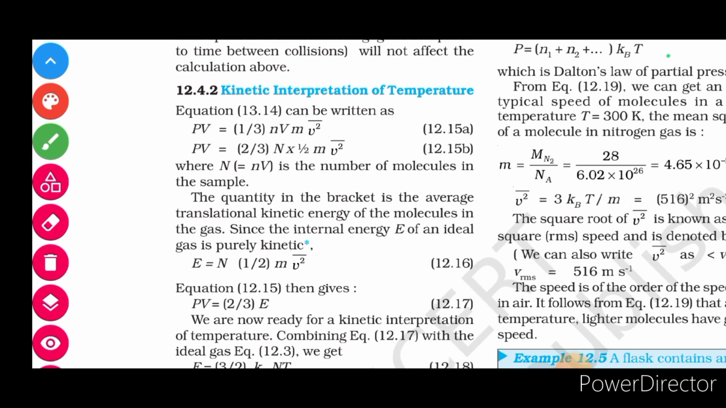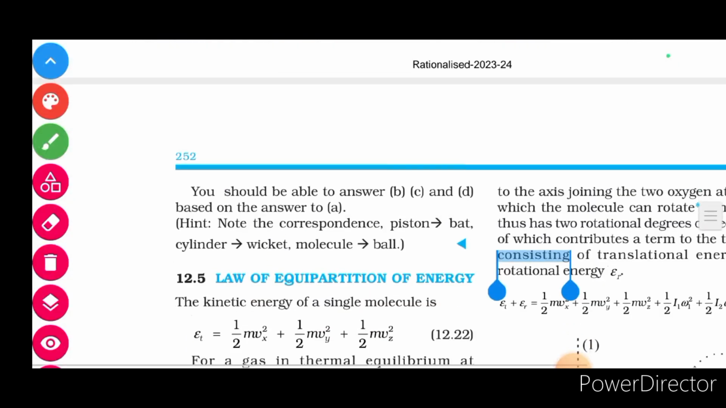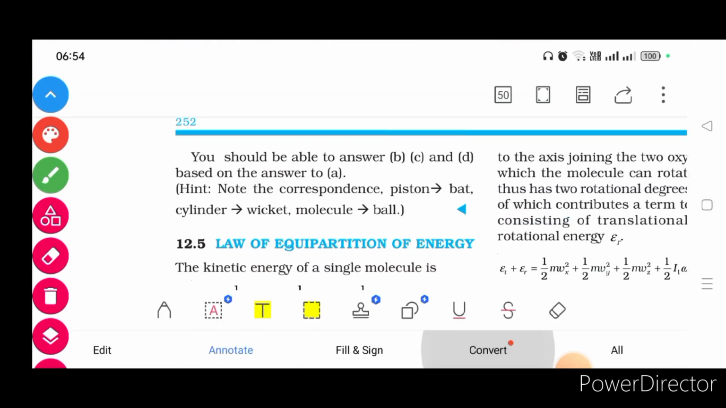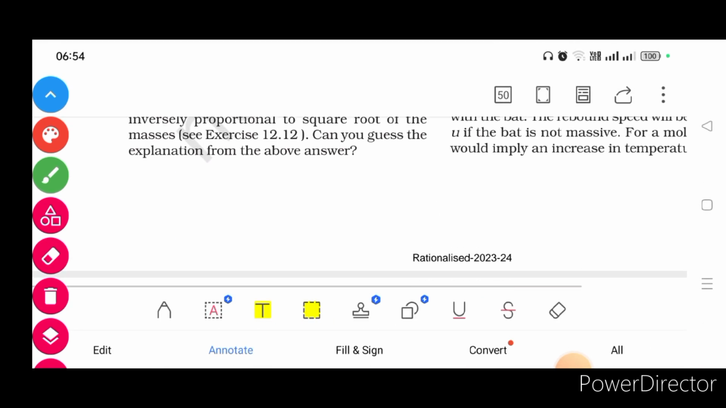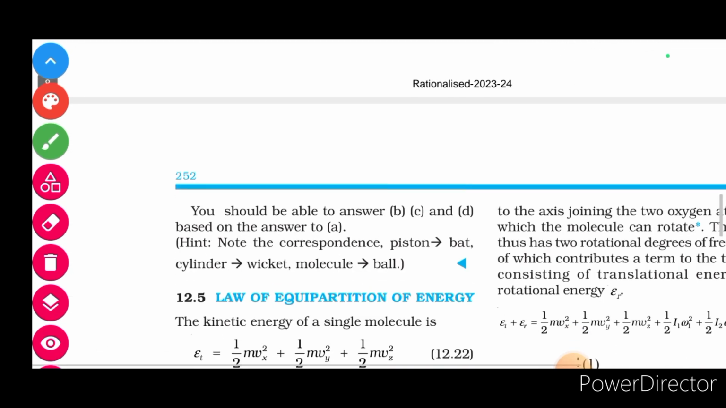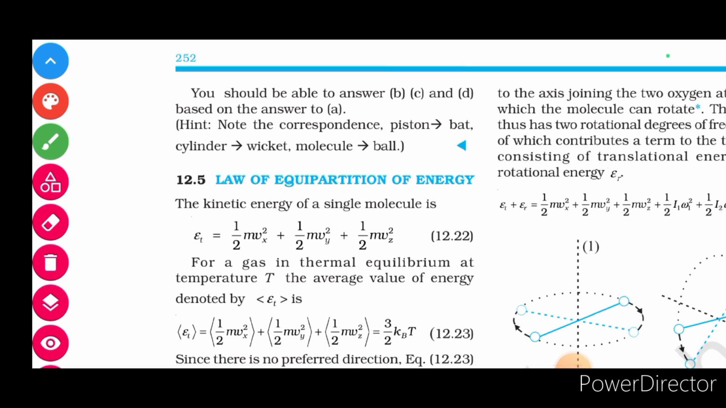Okay, and so now we'll do this topic, the law of equipartition of energy. Okay, so let's begin this from NCERT. So basically I'll give you an idea of what is the meaning of this law. It just says that the energy of a molecule, if we are considering a molecule, will be distributed over its degrees of freedom.